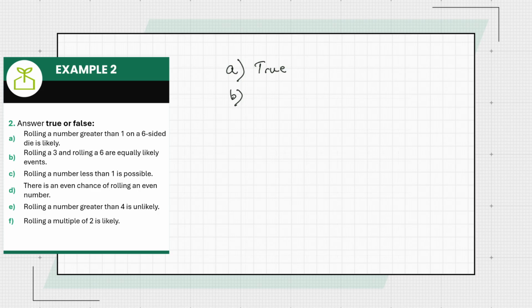Okay, rolling a 3 and rolling a 6 are equally likely events. This is also true. Each of these outcomes has a 1 in 6 chance of occurring. There's only 1 6 on a 6-sided die, and there's only 1 3 on a 6-sided die. So if I roll, I have a 1 in 6 chance of getting each of them. Okay, rolling a number less than 1 is possible. This is false. You can't roll a number less than 1 on a 6-sided die.